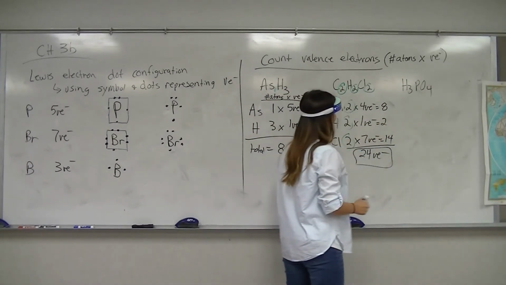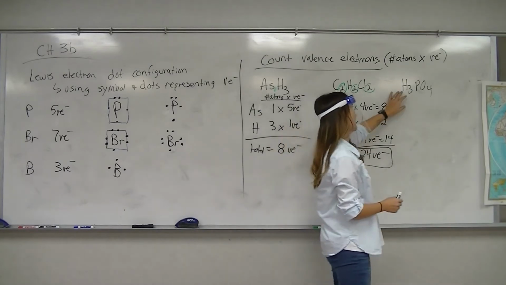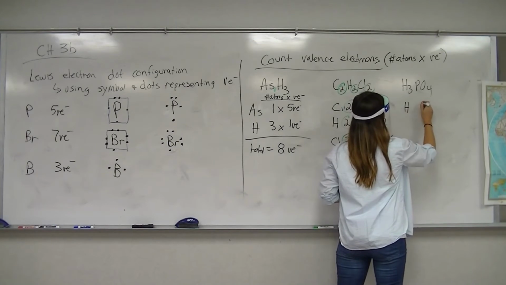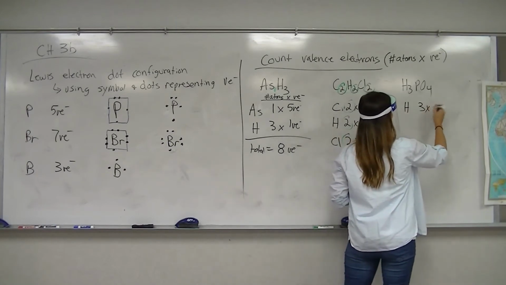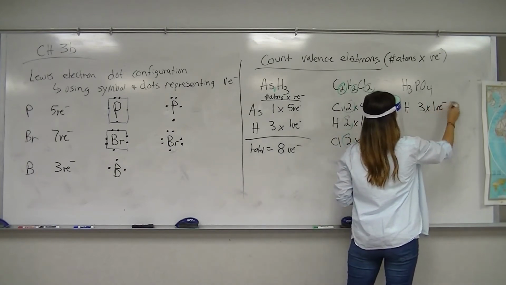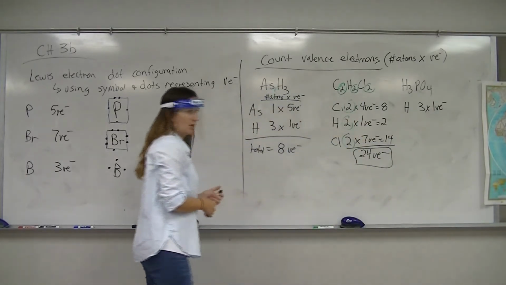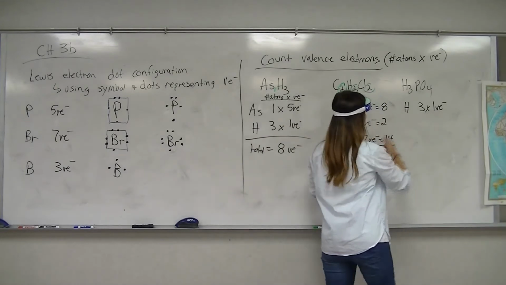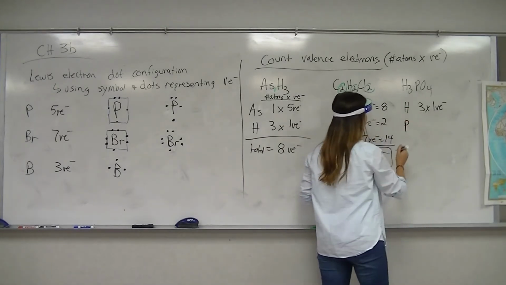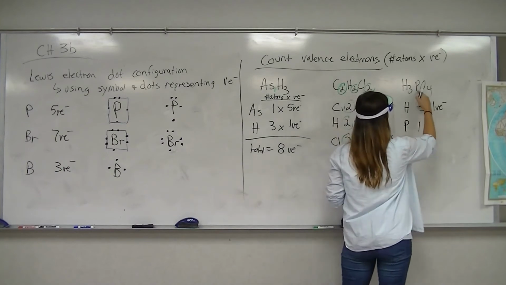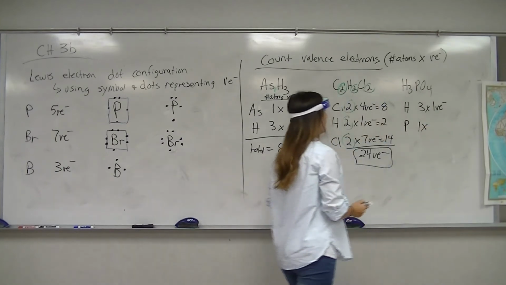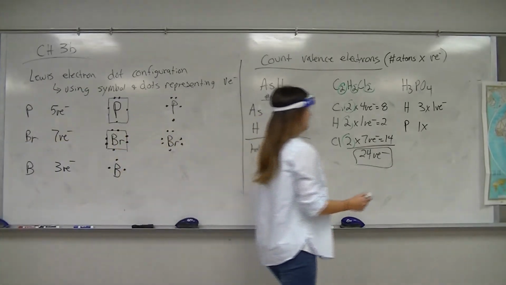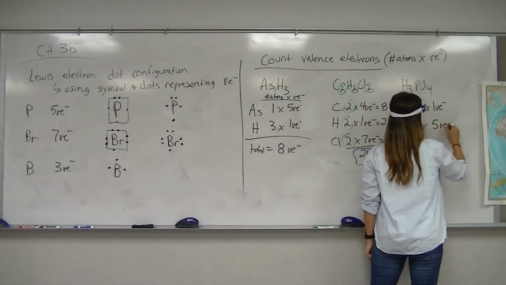Let's do this last one now. So we have hydrogen with a 3 by it, so that means 3 atoms. Hydrogen was +1. So we're looking at valence electrons, so it's a 1 because it has 1 valence electron. And then phosphorus, how many phosphorus atoms are there? Just one. If there's no number, you just assume it's one. And it's in group 15, so it has 5 valence electrons.